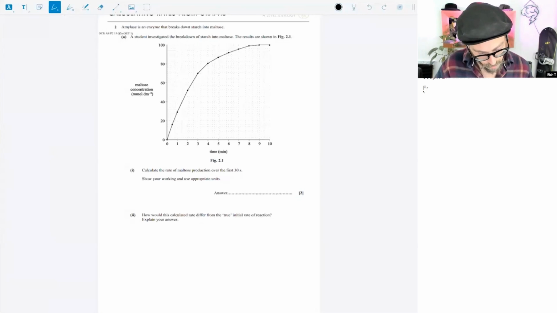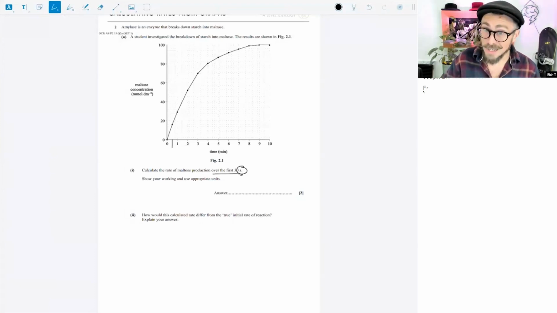Calculate the rate of maltose production over the first 30 seconds. Okay, so here, 30 seconds, we've got minutes. So obviously it doesn't go to 30, but we're looking for now half a minute. We've got a little conversion to do. And so we're basically taking this dot and we're doing a calculation based upon that. Again, we've got pretty regular scales here.